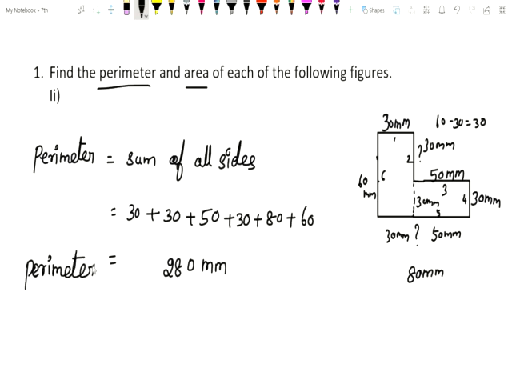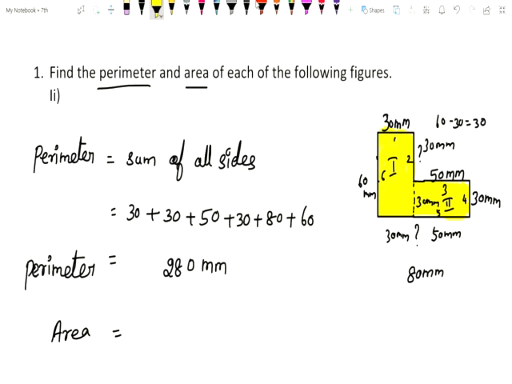Next we need to find out the area. So area equal to, see here, in this we divided into two rectangles. Okay. So this is first rectangle, this is second rectangle. So we need to find out the area. This portion we need to find out. Okay. This area you want to find. So this area contains two rectangles. So we need to add the area of the two rectangles.